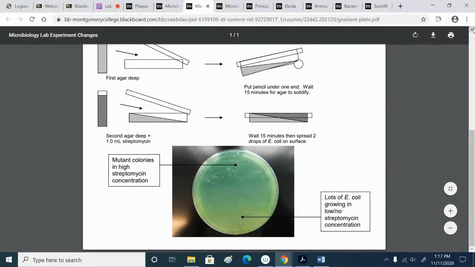So any questions on gradient plates? Nope, all good with gradient plates?